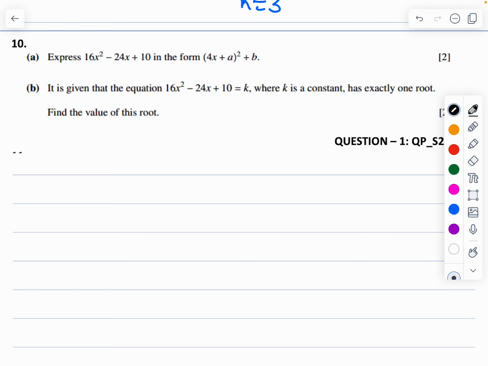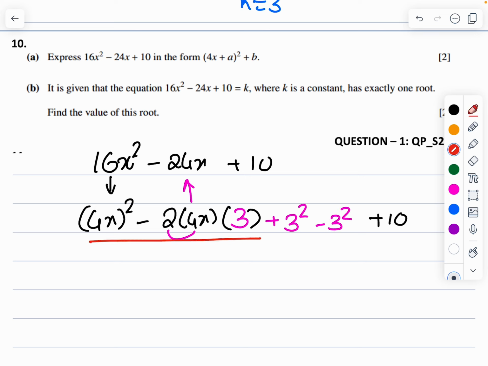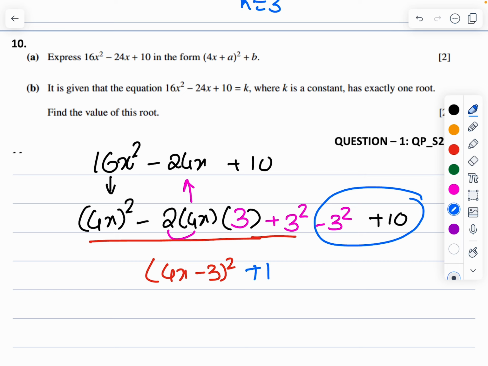Again, completing the square, 16x square minus 24x plus 10. 16x square can be written as 4x whole square minus 2 times 4x times what number gives me 24x? 2 times 4 is 8, 8 times 3. So my b term is 3. So adding b square, subtract b square, so that these three terms will become 4x minus 3 whole square. And this is 10 minus 9, which is 1. So that's the answer.